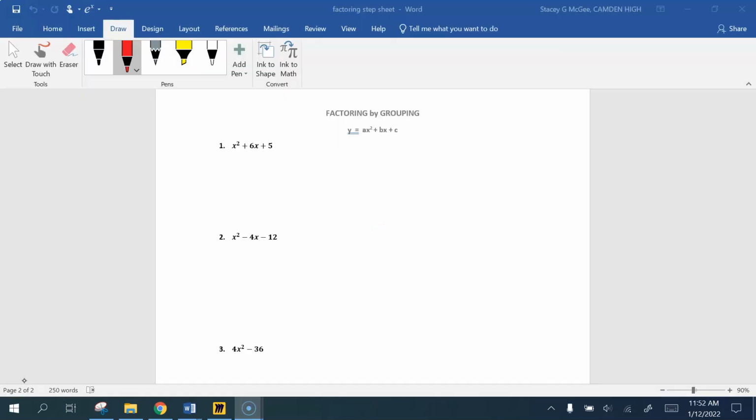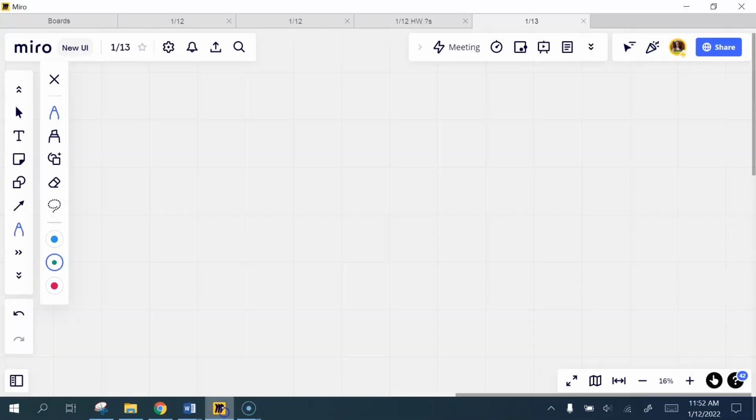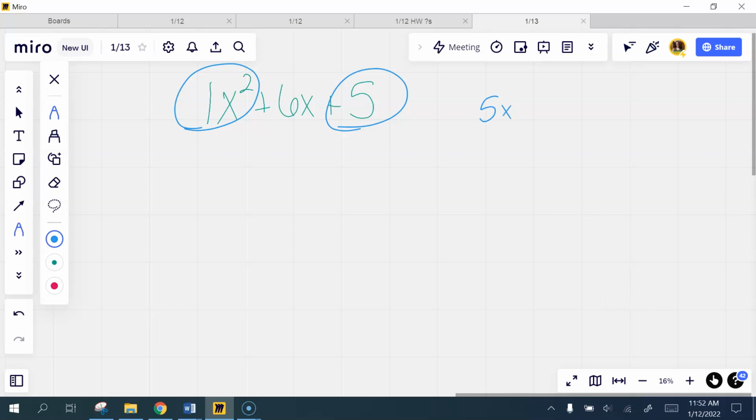I'm just flipping over to this sheet that, well, I guess I should write it on the mirror board for you. x squared plus 6x plus 5. All right, so let's go through our steps. The first thing we're going to do is look for a GCF. And because this one has a leading coefficient of 1 and they don't all have an x, I don't have a GCF here. So I'm going to move on to the next step. I'm going to multiply the first and the last together to give me 5x squared.